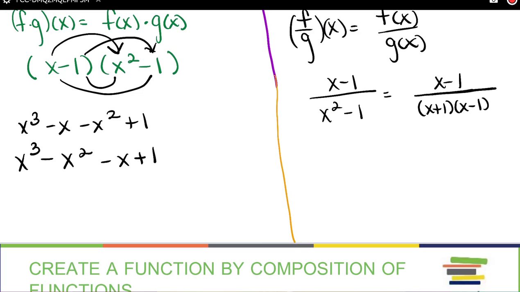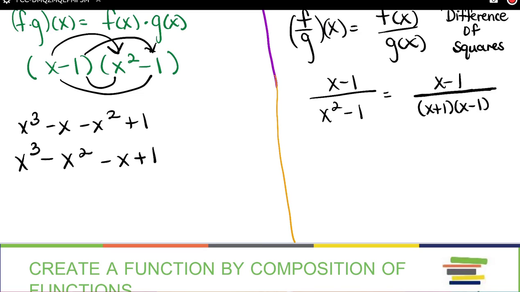If this is not something that you remember, then go look up difference of squares. You can look it up on Khan Academy. You can probably go back to chapter 1 of our textbook and look it up as well.